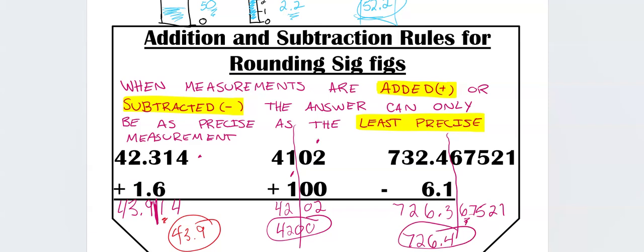And that's really all you need to know about addition and subtraction rules. It's really just identifying which measurement has the further left last sig fig.